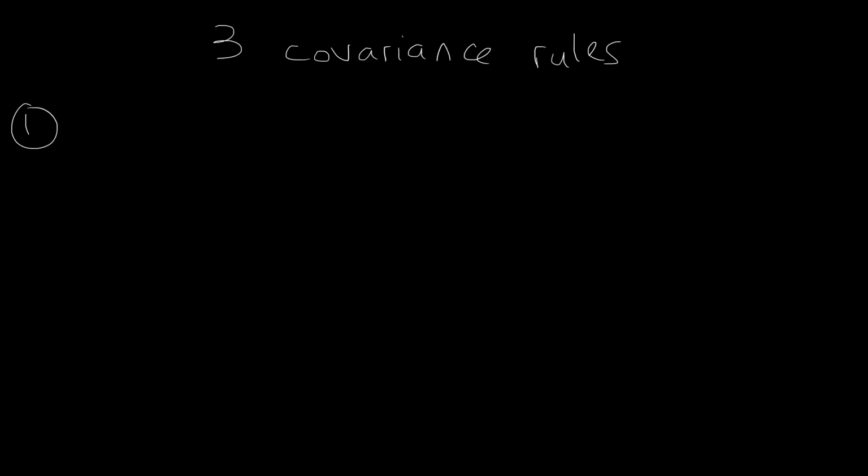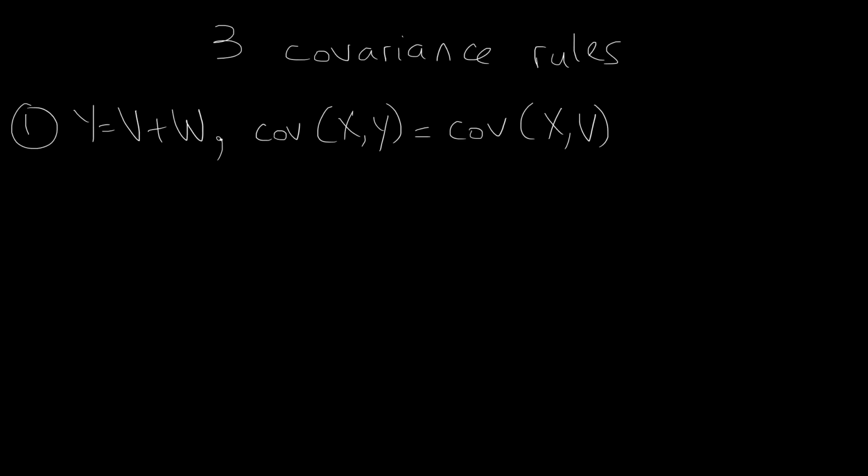Okay, so the first rule is the addition rule. Let's say you have a random variable y which is equal to v plus w, then the covariance between x and y is going to equal the covariance between x, v plus the covariance between x, w. It's as simple as that.